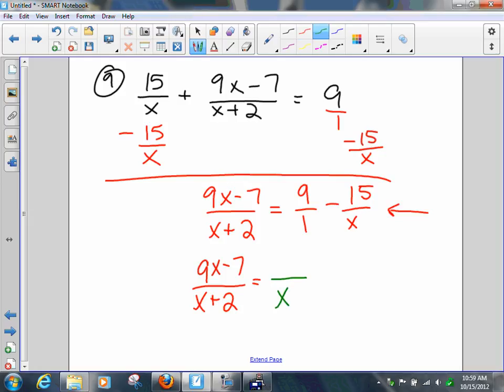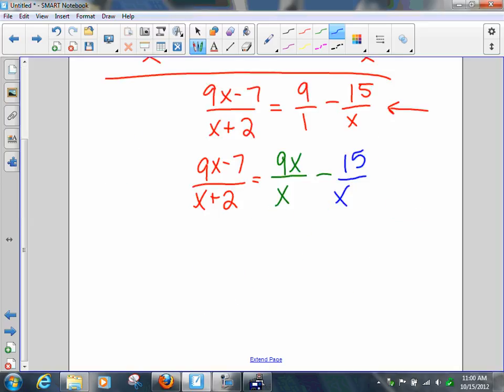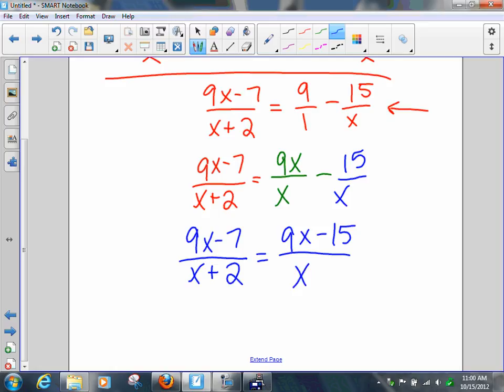Well, folks, if x is now my denominator of 9 over 1, what's my new numerator? It's 9x, isn't it? Isn't that the new numerator of that first term? Check this out. Do I have to do anything to 15 over x? No. It stays the same, and now I have common denominators. What can I do to the numerator of the right side? Combine them. I've got 9x minus 7 over x plus 2 is equal to what, y'all? 9x minus 15 over plain old what? X. Now we cross multiply.